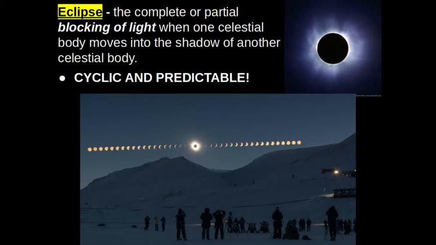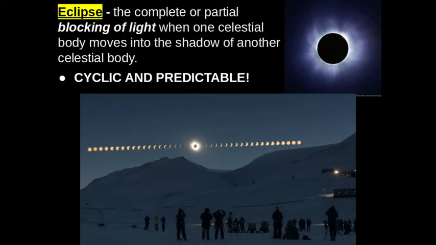So an eclipse is the complete or partial blocking of light when one celestial body moves into the shadow of another celestial body. In other words, something in space moves in front of the sun, and it either blocks the sun's light from reaching the person looking at it, or it blocks light from reaching another object. And these eclipses, really importantly, are cyclic, meaning they happen in cycles, they repeat, and they are predictable.